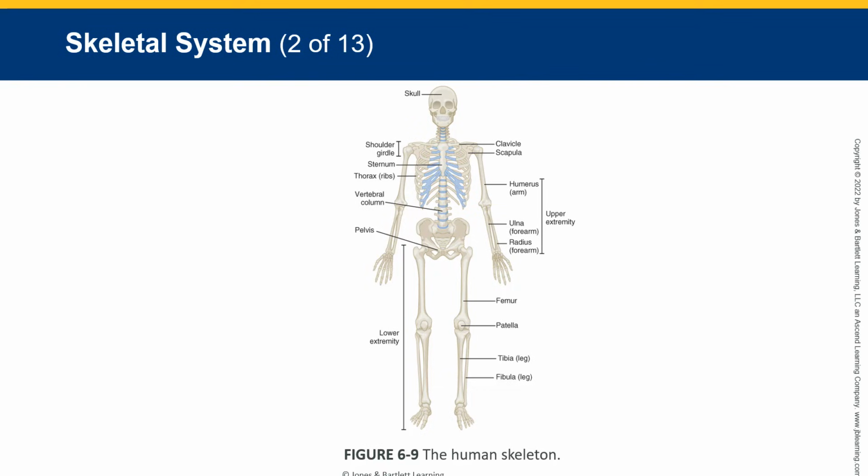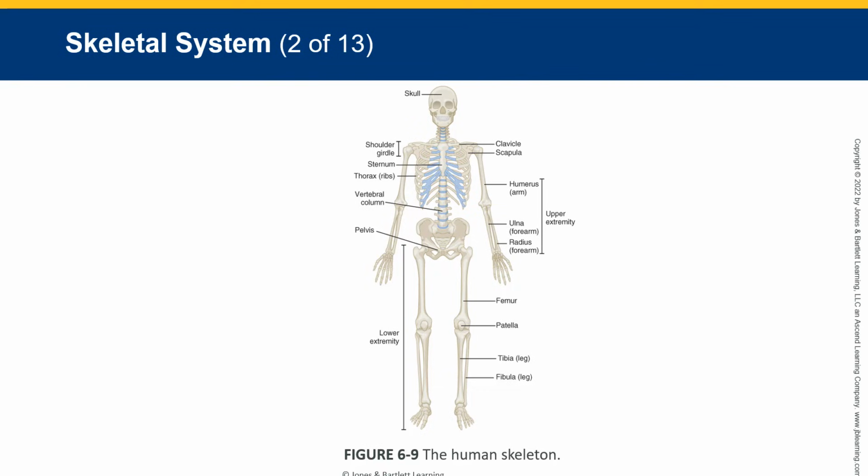The ulna is on the medial side of the lower arm when the body's in anatomical position, and the radius is on the lateral side. So ulna, radius, and humerus equal an upper extremity. Okay. Then you have the femur and the patella, which is the kneecap. The tibia, which is the bigger bone in the lower part of the lower extremity, and the fibula, which is the smaller bone. So the femur, patella, tibia, and fibula make up the lower extremity.